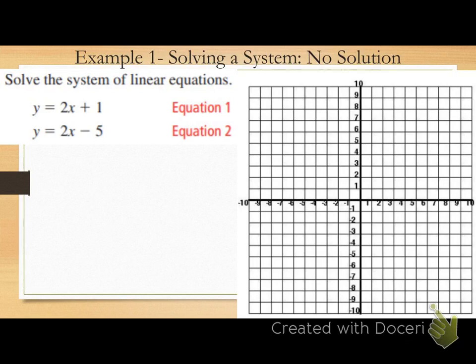You first want to make sure that at least one of your equations is solved for a variable. That's already done for us. Here it's saying y equals the whole expression 2x plus 1. Y and 2x plus 1 are interchangeable. They're the same. So what can we substitute for this y right here? 2x plus 1 equals 2x minus 5. We okay with that?